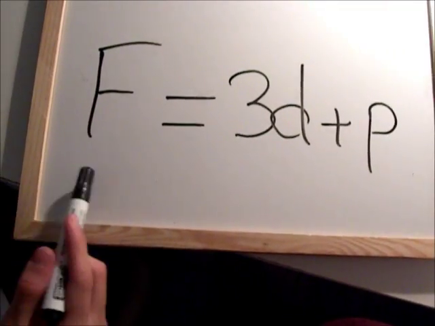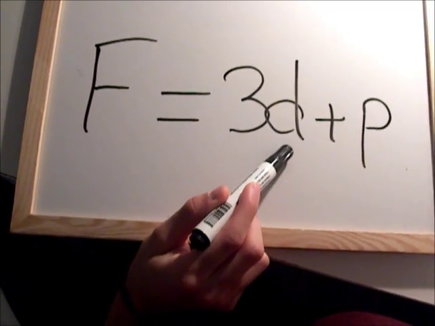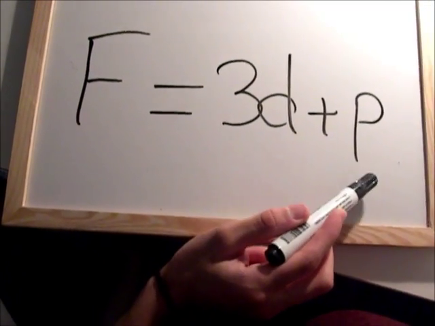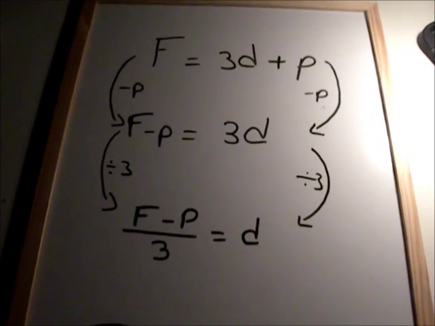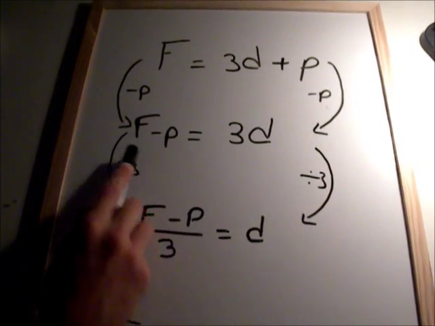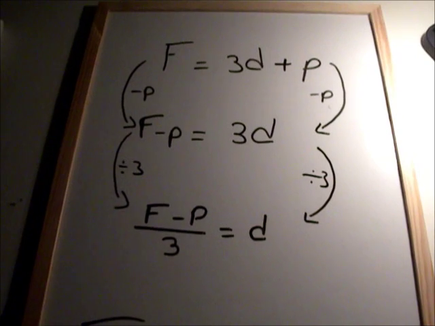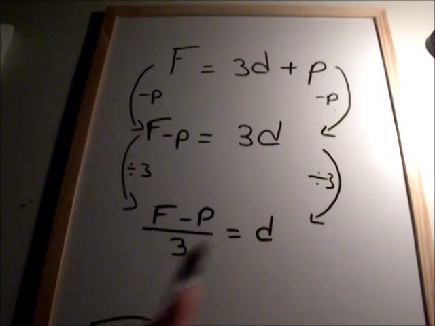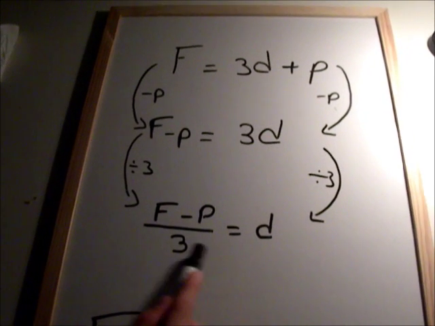Okay. In this equation, F is the fare, D is the distance traveled, and P is the pickup charge. To rearrange this equation, we must subtract P from both sides, and we get this equation. Finally, we have to divide both sides by 3, and we get D is equal to F minus P divided by 3.